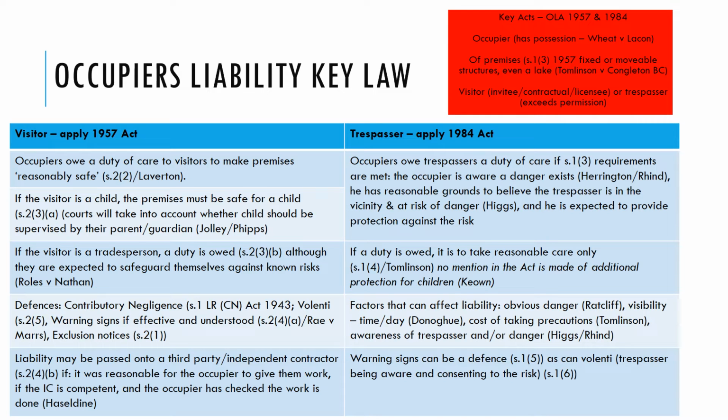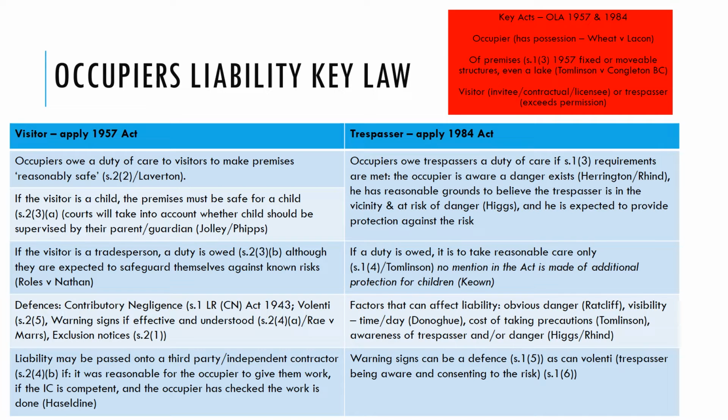There will be factors that can affect liability. If the danger is obvious, then a trespasser may not be able to claim. But again, if a danger is obvious to an occupier, that could go against them. So it really depends on the facts. The visibility on the actual day in question where the trespasser has gone onto the premises could affect liability. So could the cost of taking precautions. Of course, an occupier is not expected to spend lots of money in safeguarding against risks.